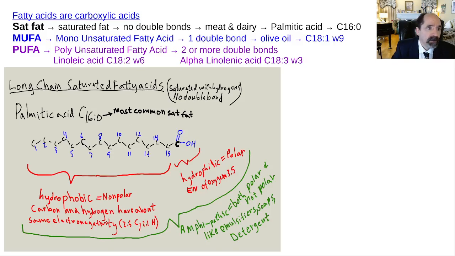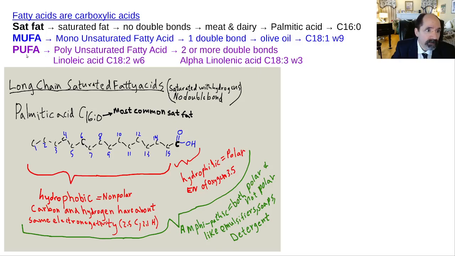Here is a MUFA. A MUFA means monounsaturated fatty acid, and that's your typical olive oil. It'll have one double bond, and it's a C18, meaning 18 carbons, and then colon, and then the number 1, meaning the number of double bonds, and then W is the same sign for omega. So that means W9, the double bond is at the 9th carbon, counting from the methyl end. Always count from the methyl end. Carbon number 9, that's where the double bond will be located with a MUFA like olive oil.